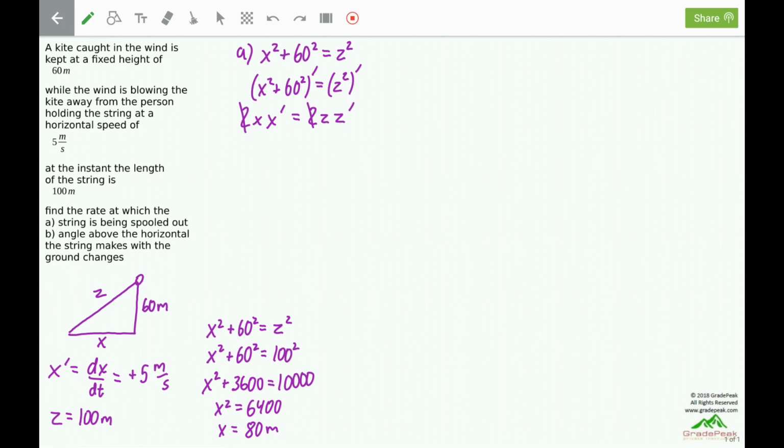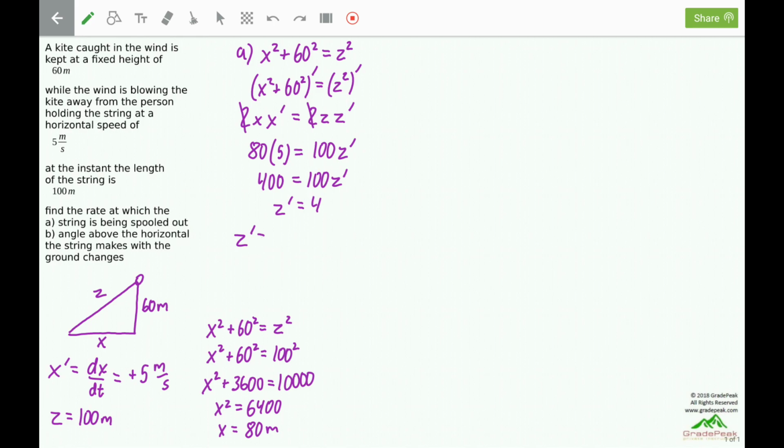That can now plug in for x in the related rates equation in part A. So we have x is 80, x prime was given as 5, z was given as 100, and then z prime is what we are trying to solve for. 80 times 5 is 400 equals 100 z prime. So we can solve for z prime by dividing both sides by 100. That gives us z prime is equal to 4.